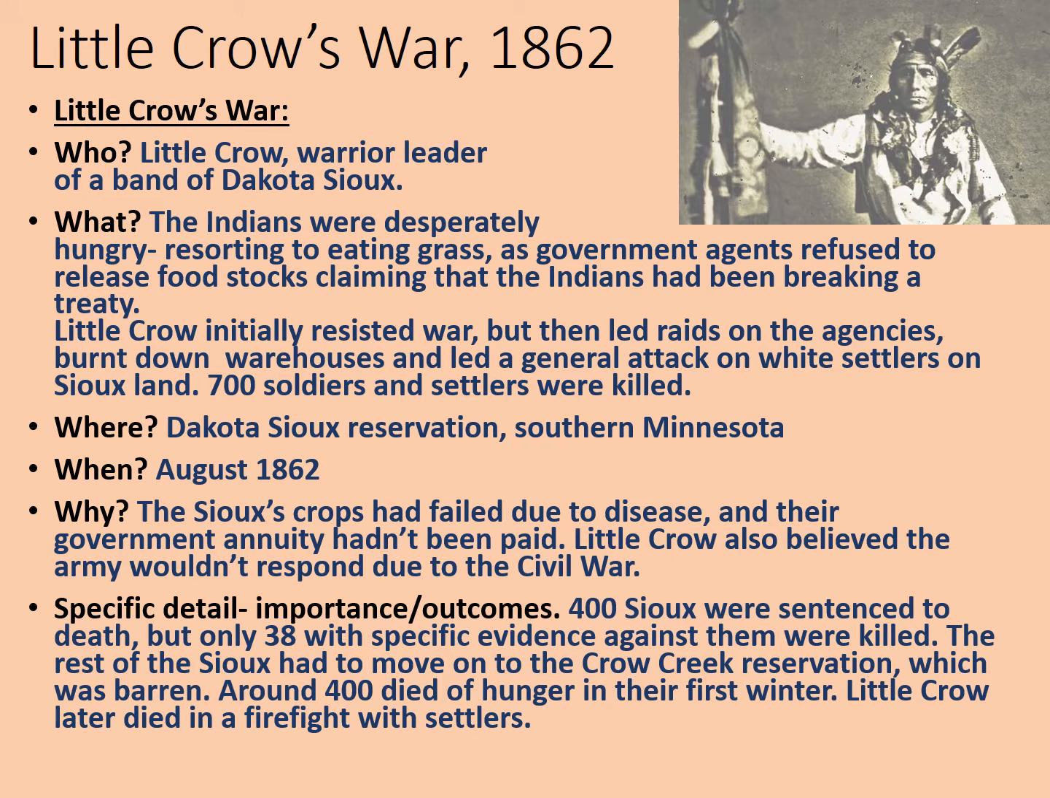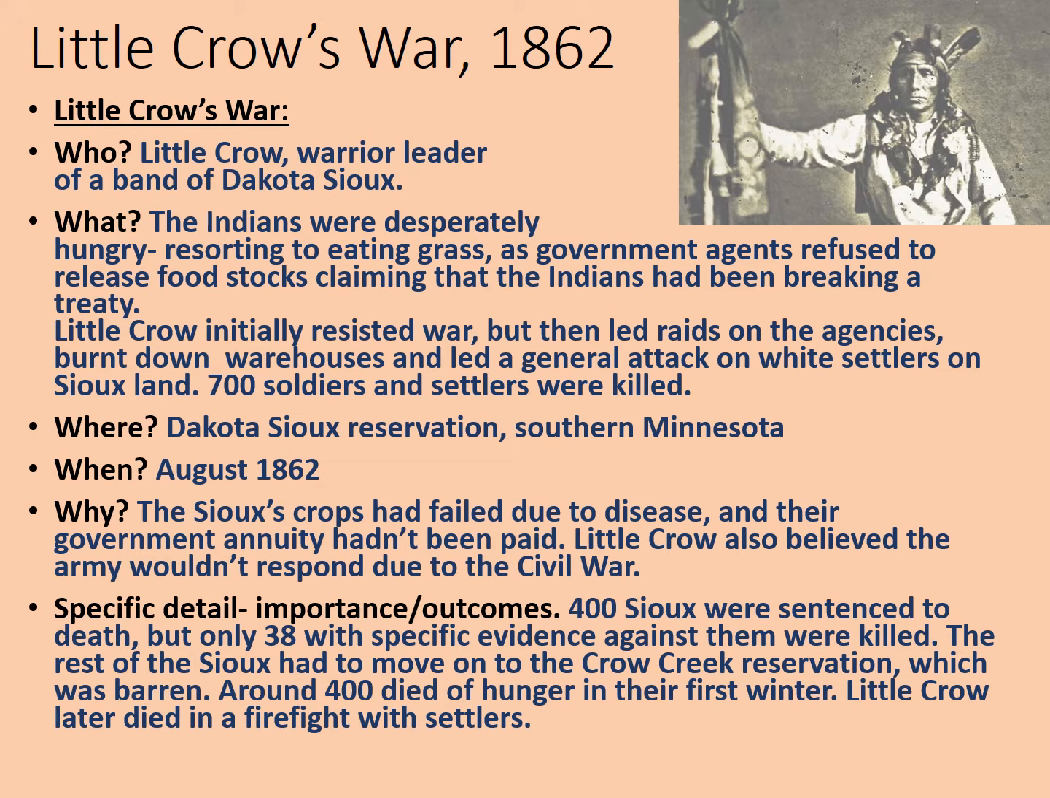Some more specific detail and important outcomes. 400 Sioux were sentenced to death at the end of the war, but only 38 with specific evidence against them were killed. This was on the direct command of President Lincoln. He didn't want to inflame relations with other Indian groups while the Civil War was still being fought. And so instead he insisted that only where there was proof that people had taken part in the killing or rape of civilians, that they should be executed.